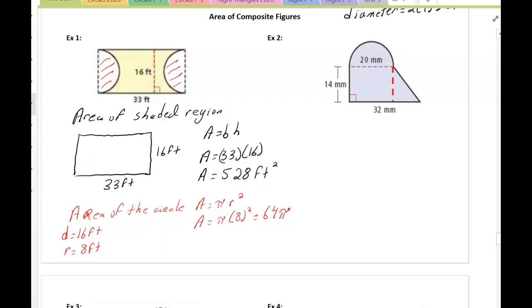So the area of the two half circles put together is going to be pi times 8 squared, which is 64 pi. And because we want to find the area of that shaded off white color, we're going to subtract the area of the rectangle minus the area of the circle. So the area of the shaded section is going to be 528 minus 64 pi, and the unit here is going to be feet squared. If you want to get the decimal on that, you would type that in your calculator. And when you type that in your calculator, that is approximately 326.94 feet squared.